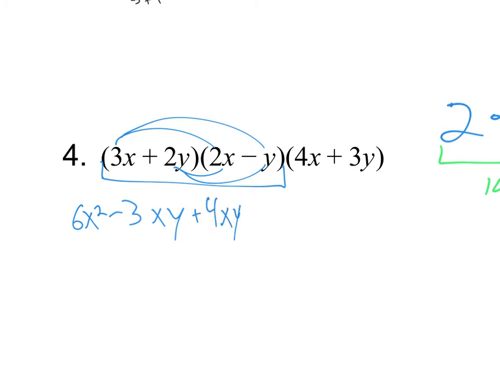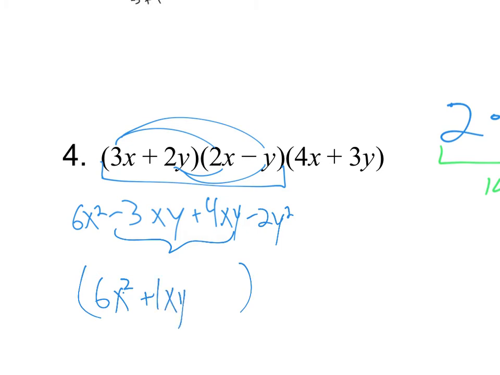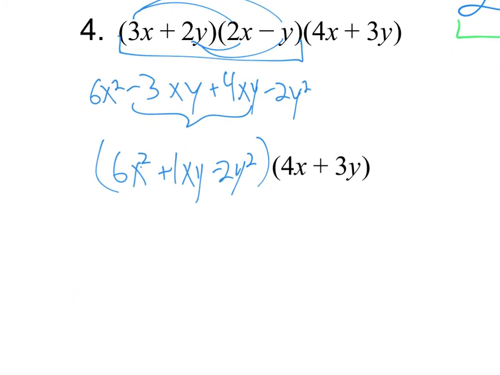If you write yx, that's not wrong. It's just, we typically like to have variables alphabetically. And then 2y times a negative 1y is a negative 2y squared. So now if I combine those like terms in the middle, we'll get 6x squared. These guys combine into a 1xy minus 2y squared. Now using that, we're going to go ahead and distribute that into that third parenthesis piece.